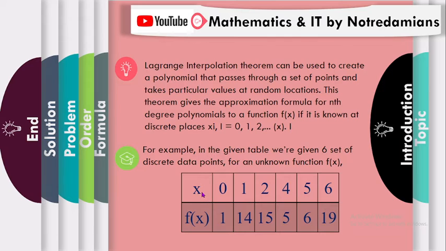Here, the values of x are 0, 1, 2, 4, 5, and 6, and the values of f of x are 1, 14, 15, 5, 6, and 19. So we don't know the equation. Here, the value of x is 0, and for that f of x is 1. So by using Lagrange interpolation, we can find the value of f of x. If someone gives us a value of x, we can find the value of f of x.